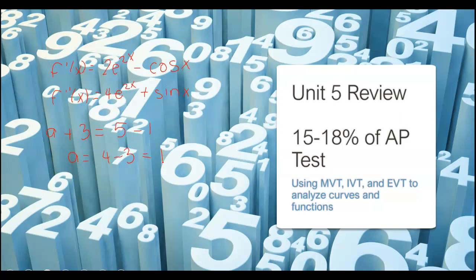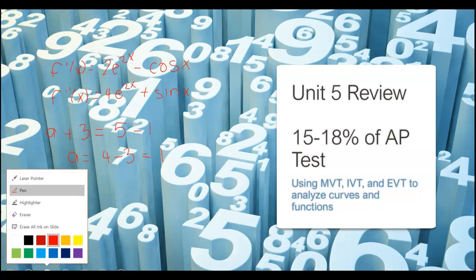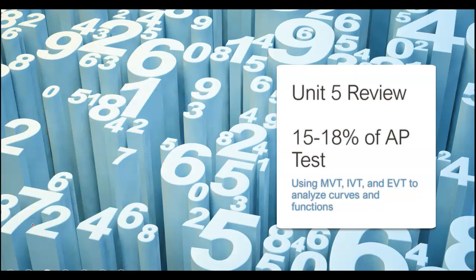Number 4, a particle is moving up and down the y-axis on the interval 0 to 5. The table below gives selected values of position, velocity, and acceleration. At what time is the particle speeding up? 1, B. Perfect. And it's not at 5 because it's 0.